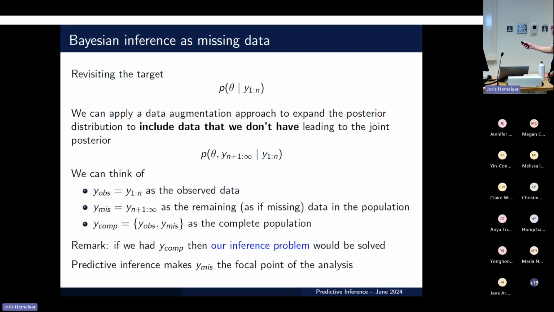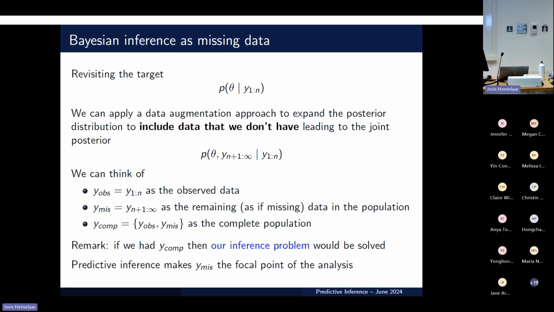So this says, given my data and a parameter of interest, we're going to use an approach called data augmentation to expand the posterior distribution to include the data that you don't have. And this might seem like you're wondering why on earth are you doing this? Hopefully it will become clear in the next couple of slides. So now I've got a joint posterior over not only the parameter of interest, but all of the remaining data that I didn't have.